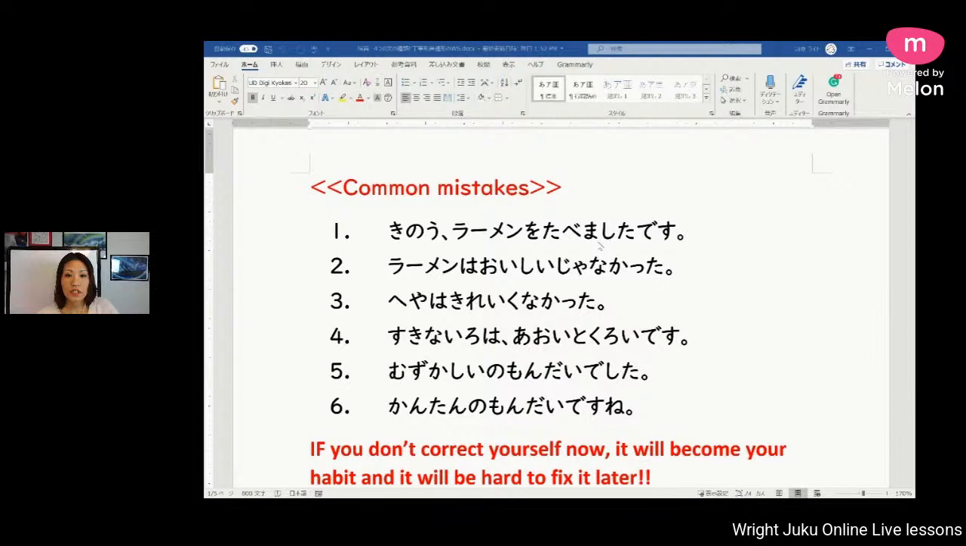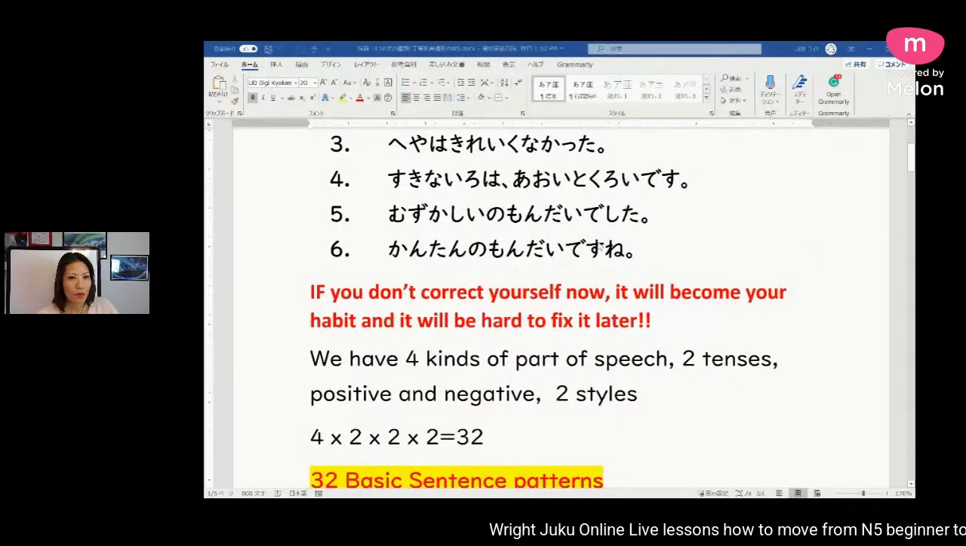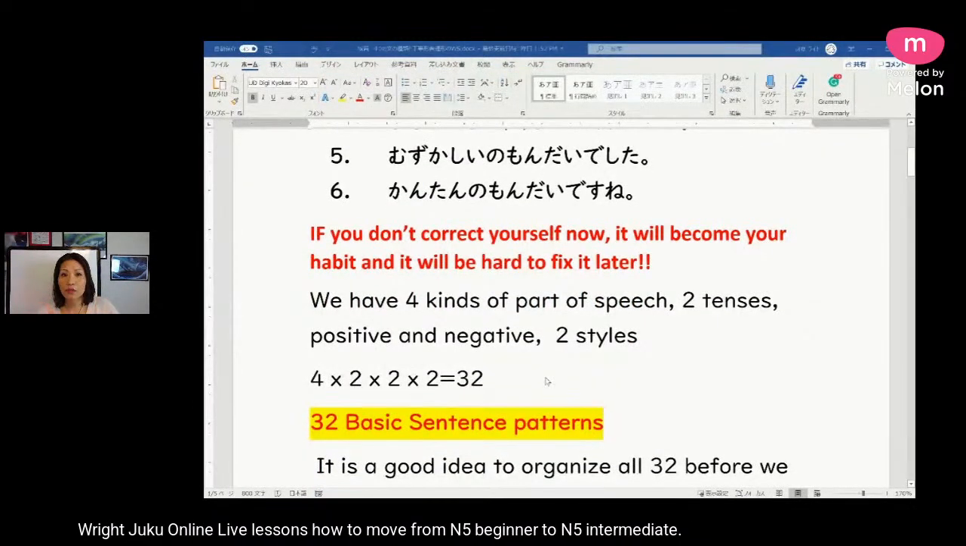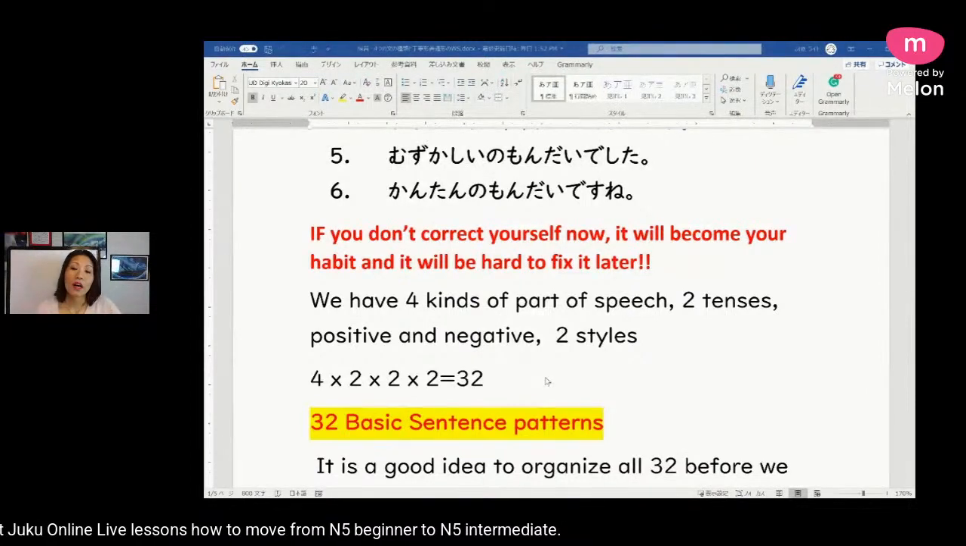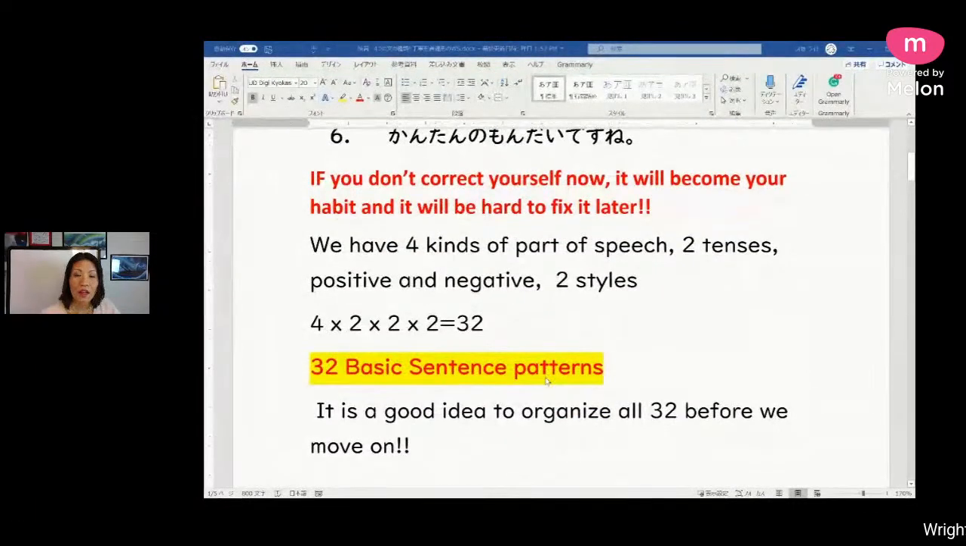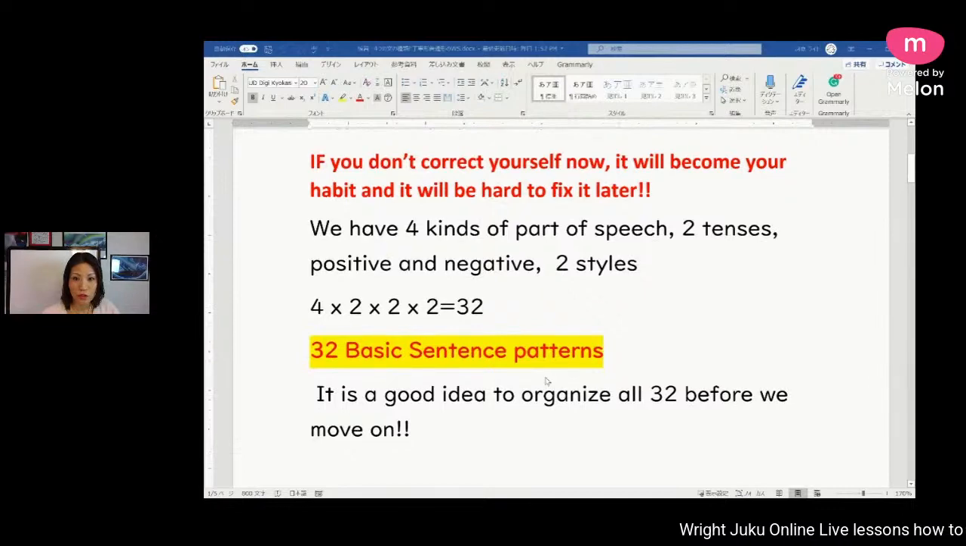We are going to organize the things you learned. Before we start, it is important to know how many grammar points you already know. If you're preparing for the N5 test, you probably already know at least 32 basic sentence patterns. Where did I get this number? I will explain. And please be familiar with the grammar terms that I'm going to use.